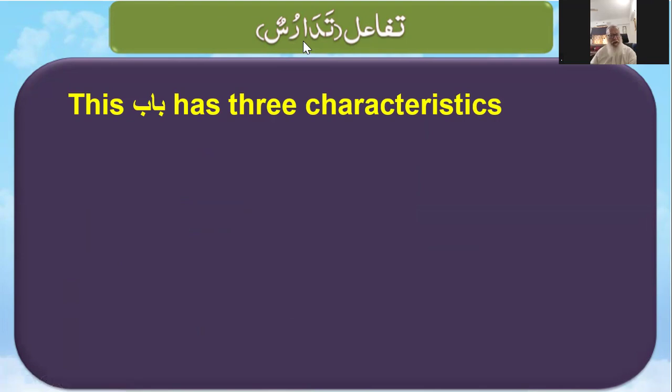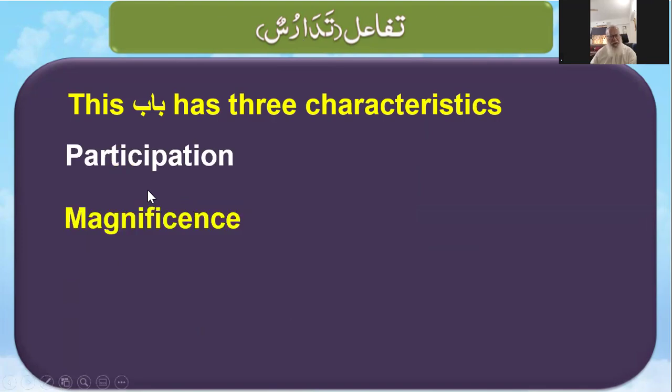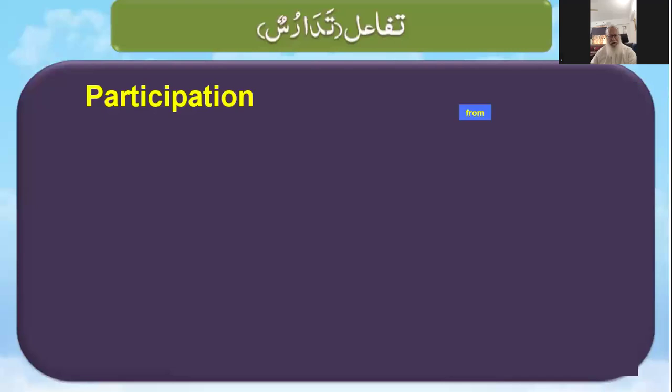The next bab is tafawul. Tadarus. Tadarasa is the verb. Tadarus is the word. Tafawul is the verb. It has three characteristics: participation, magnificence, and exaggeration. The examples are from kabila, takabla.